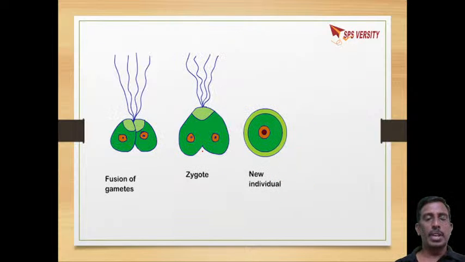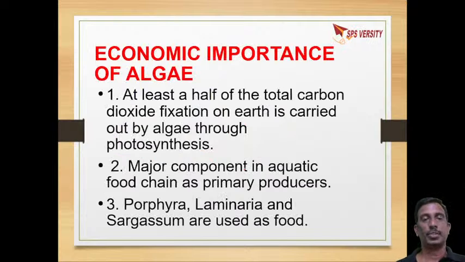So after fusion of gametes, that is, gametes are haploid, after fusion of haploid gametes we will get a diploid zygote. This diploid zygote will give rise to a new individual. Okay. So in algae there are three types of reproduction: vegetative, asexual and sexual. Now, the economic importance of algae: you can extract many products from algae.